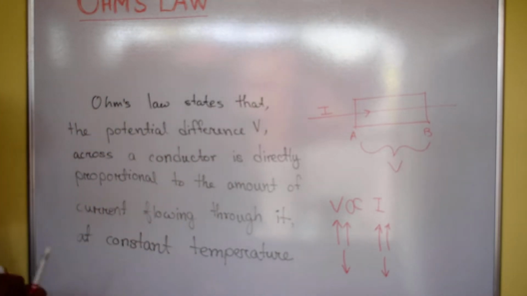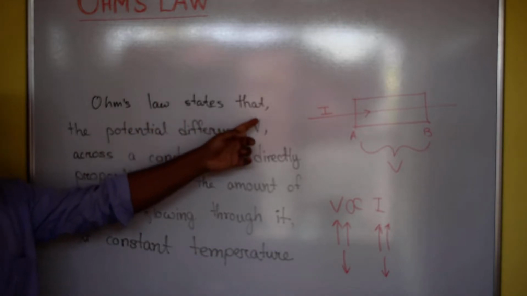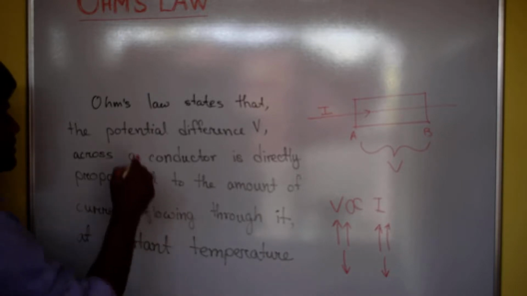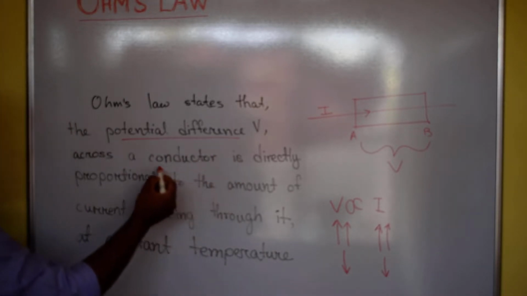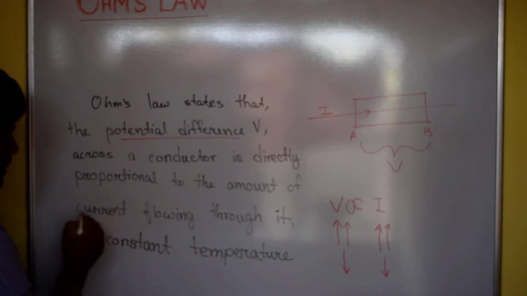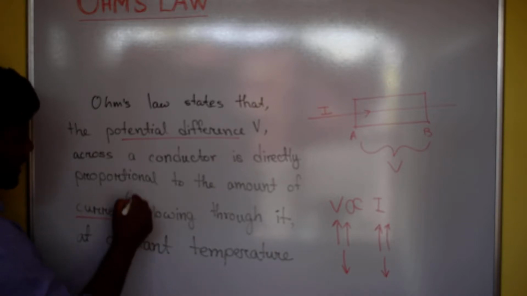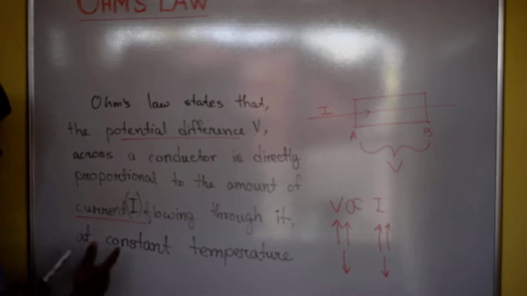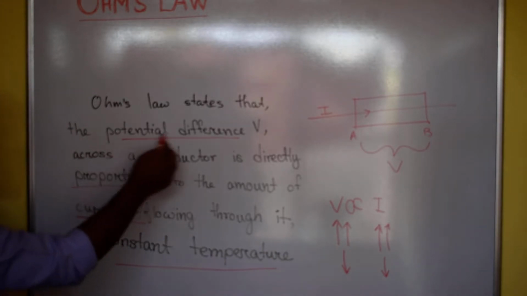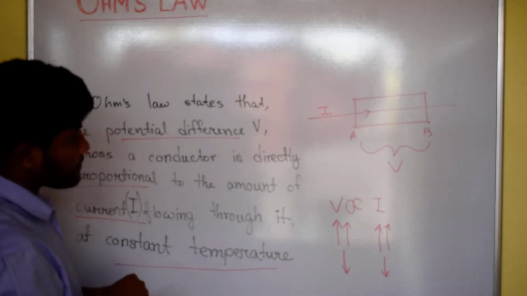You can note down the definition or the statement of the Ohm's law. Ohm's law states that the potential difference V across a conductor is proportional to the amount of current. Here we can add the letter I, current. We are denoting the current by I flowing through it at constant temperature. These are the things which are important: potential difference, proportional, current, and the temperature.